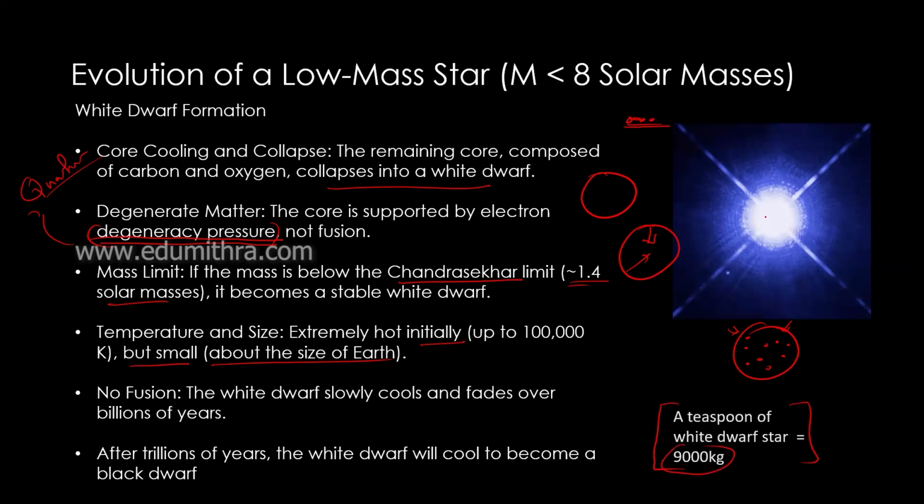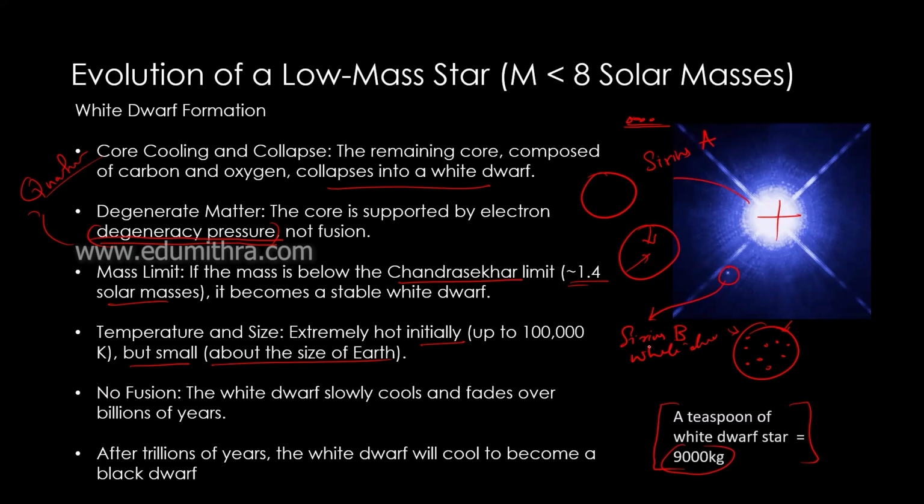And what you are seeing here, this bright one, is actually the star Sirius. That is the brightest star in the night sky, and we call it Sirius A. And near to that, you can see another tiny star, which is called Sirius B. And that is a white dwarf actually. So Sirius B is a white dwarf star.